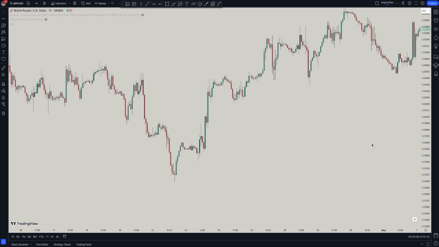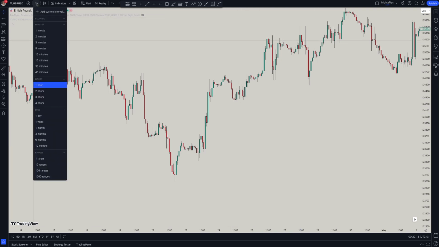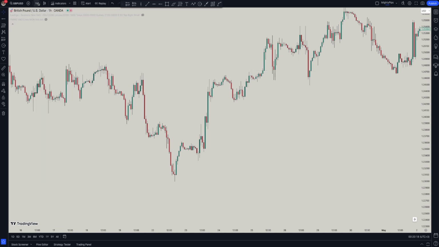Let's go onto the charts right now. Guys, we are on a GBP USD chart. This is the 1 hour chart, as you guys can see. You can use any time frame depending on how you want to do your market breakdowns.